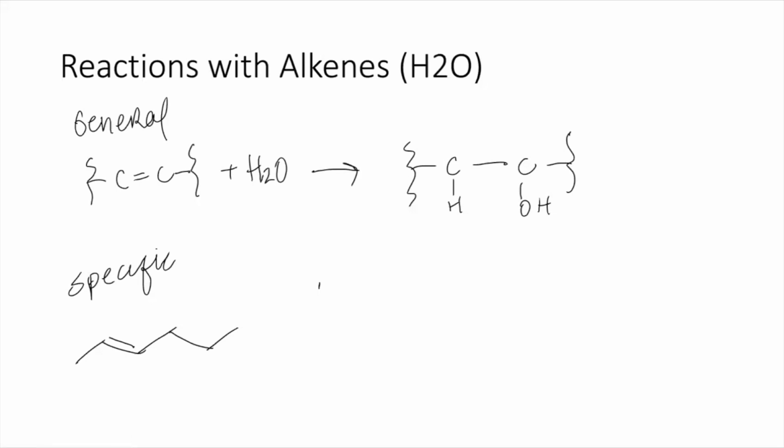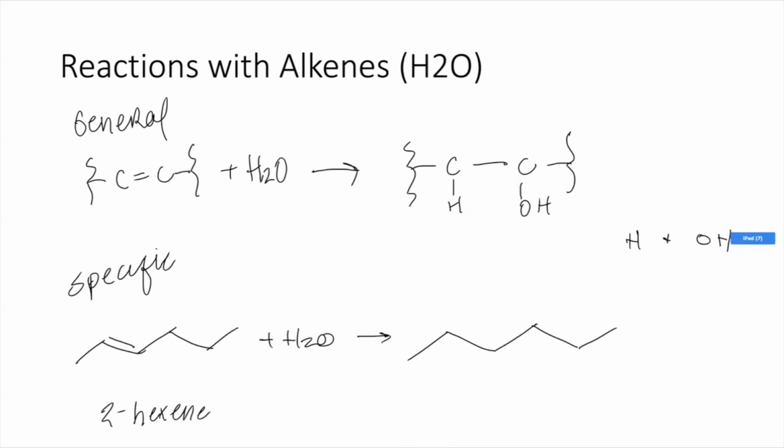All right. So we talked about the general reaction with water and alkenes. And so now we're going to work on a specific example. And so here I've drawn 2-hexene, with carbons 1, 2, 3, 4, 5, 6. So I move that double bond. You'll see why here in a minute. So if I have an alkene and I add water to it, that double bond is going to break. And I'm going to add H and OH across it.